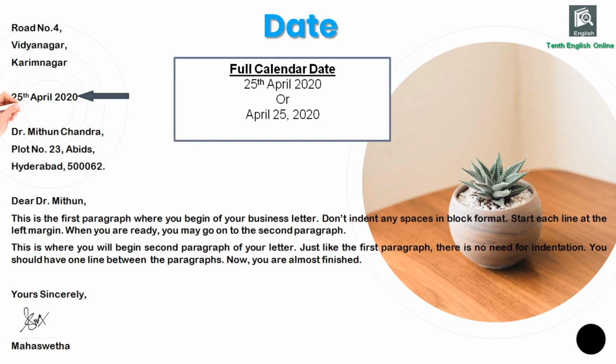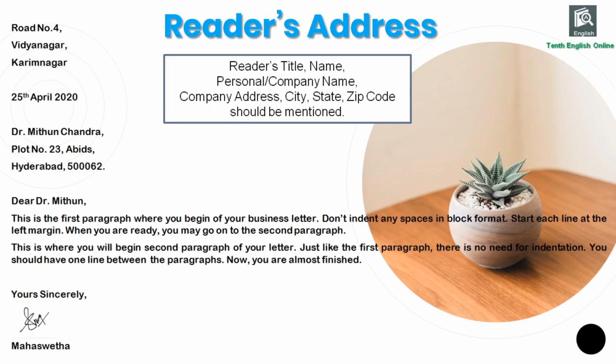And next, third part is the reader's address, to whom we are writing. That person's name and address should be written in this place. So here we have to mention the reader's title like Mr., Miss or Mrs., and his or her name, his personal address or company address: street, city, state, zip code. Everything should be mentioned here in this place. Okay, and this is the place where we write the reader's or receiver's address.